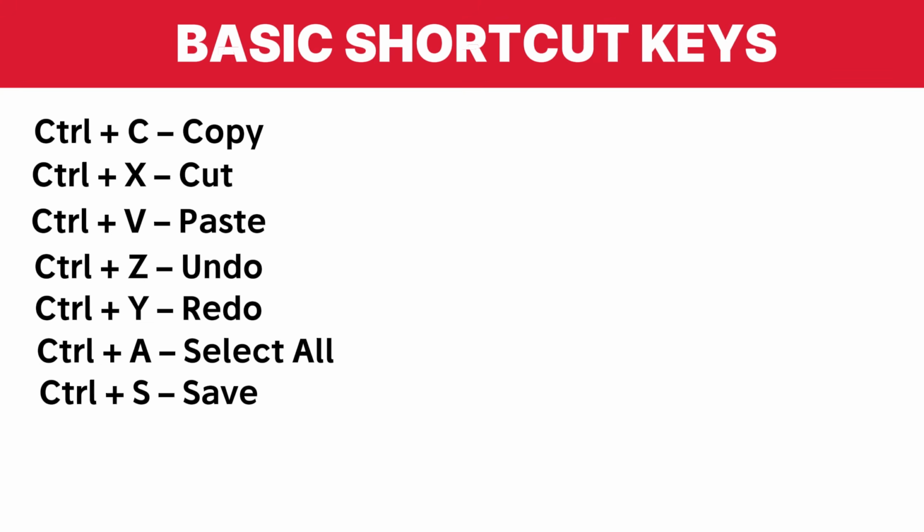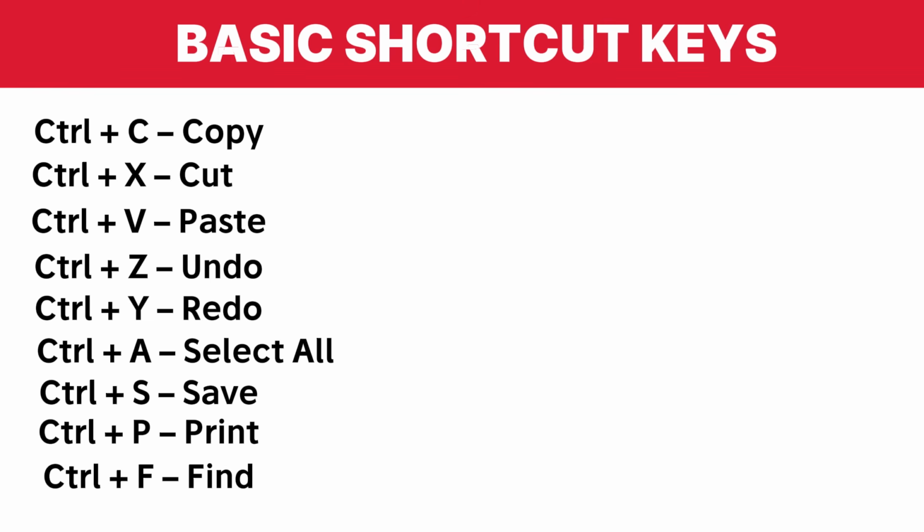Ctrl S. Save. Want to quickly save your work? Press Ctrl S. This shortcut is especially useful when working with documents, spreadsheets, and presentations. Ctrl P. Print. Press Ctrl P to quickly open the Print dialog box.